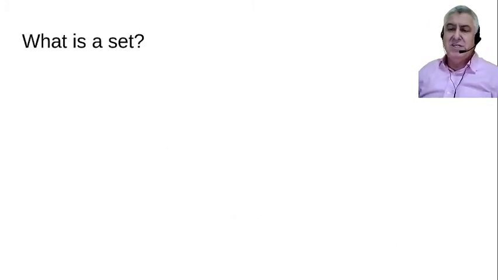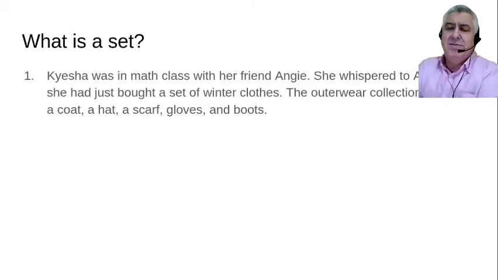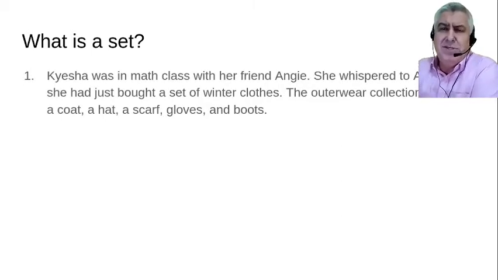The first question is, what is a set? It doesn't need much description because in English it kind of works. A set is a group of things that you put together, and in math it's the same thing. It's a group of things that we put together. I have an example here, and all the examples here come from the website that's listed on your Google Classroom. So Keisha was in math class with her friend Angie.